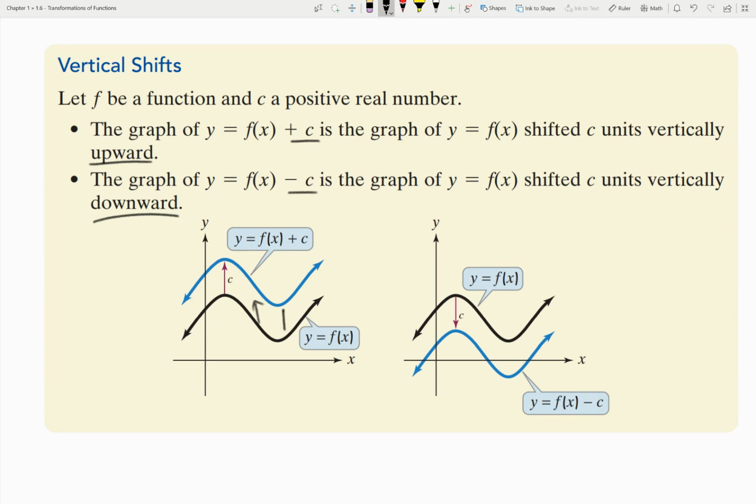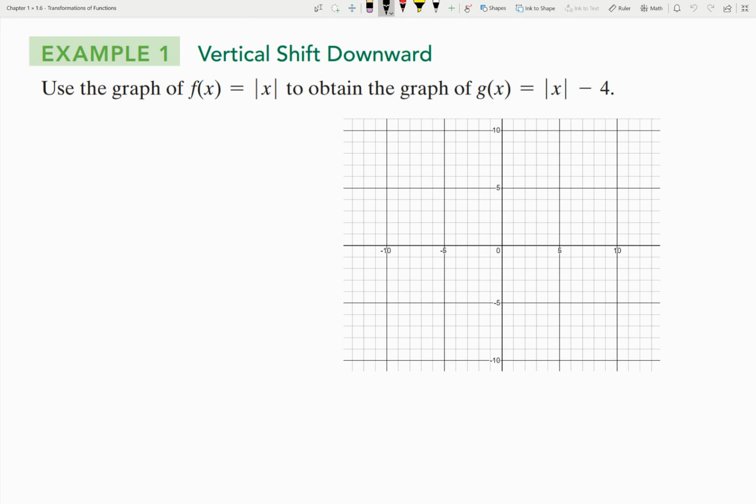Notice that every point on the graph just gets shifted up C units, or they all get shifted down C. So there's a couple of different ways to graph this, right? If we have our formulas, I could jump right to this one, and I could make a table, plug in some x's, and get some output points.